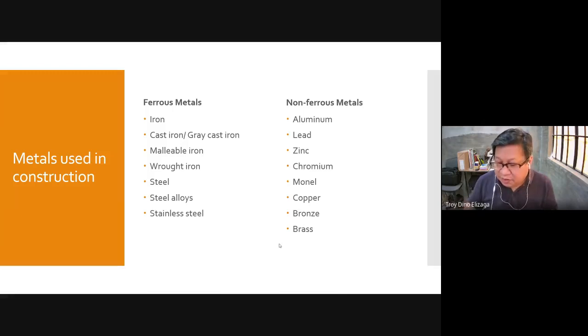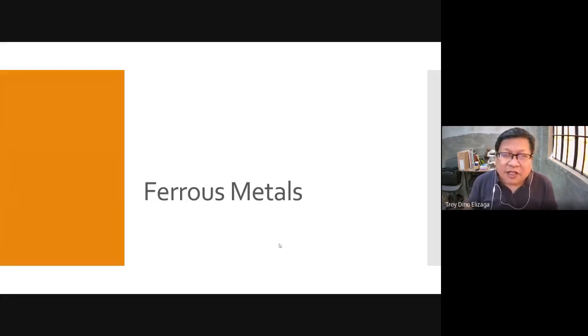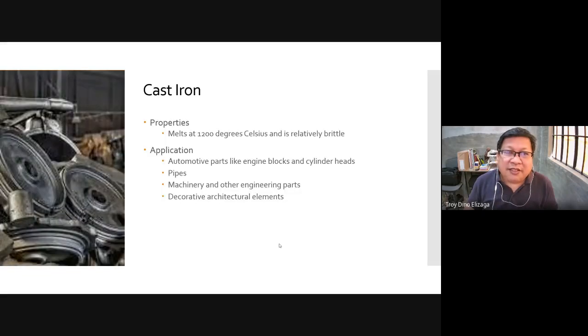Okay, so let's start with ferrous materials. The first material that we'll tackle is cast iron. Okay, cast iron melts at 1,200 degrees Celsius and is relatively brittle. Since it melts, you can actually mold it. So when steel was first discovered as a construction material, it was more of cast iron.